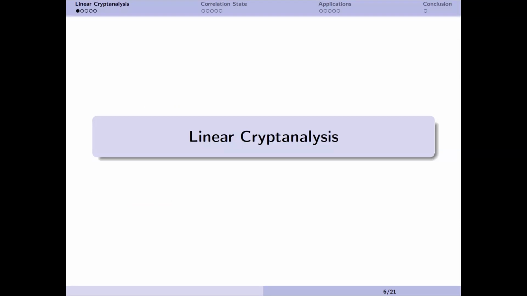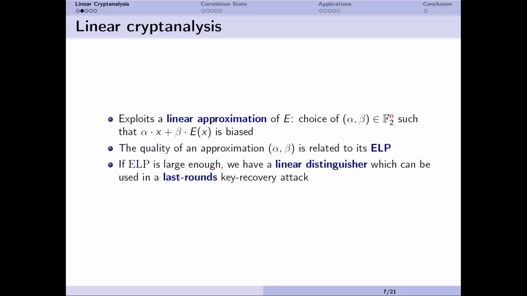So, linear cryptanalysis. It is very efficient, as I said. It works by exploiting linear approximations of a given cipher or given function. And the linear approximation is simply the choice of an input mask, an n-bit string alpha, and an output mask, also an n-bit string beta, such that the function alpha dot x plus beta dot E of x is biased.